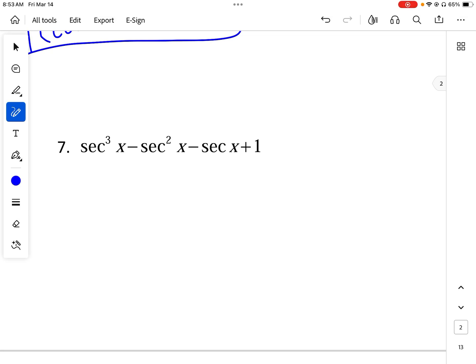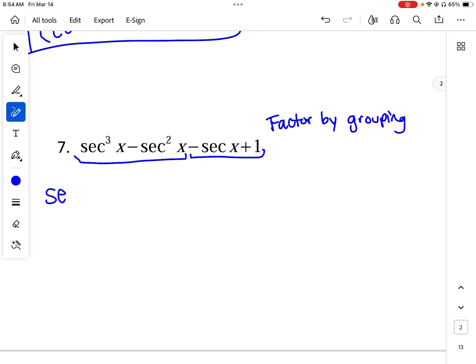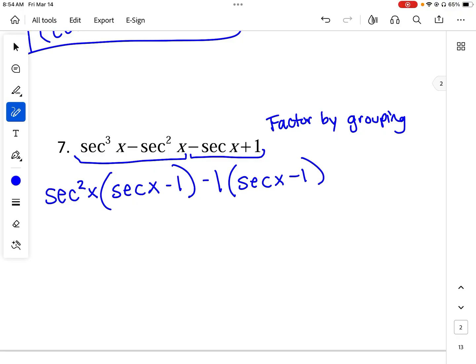All right, sine cubed x secant cubed x minus secant squared x minus secant squared, or secant x plus 1. See how all these are kind of similar? So what we're going to do is factor by grouping. So these both have a secant squared x. So I'm going to factor that out and put secant x minus 1. And then this would just have a minus 1. So it'd leave me with secant x minus 1. So then finish this out, okay? So I need you to, on your own, finish.